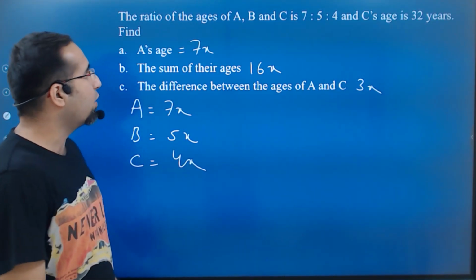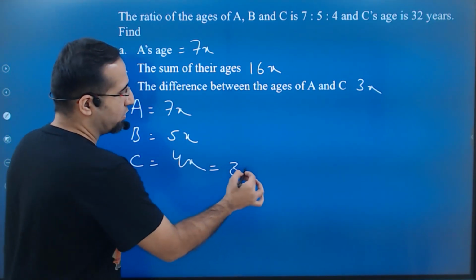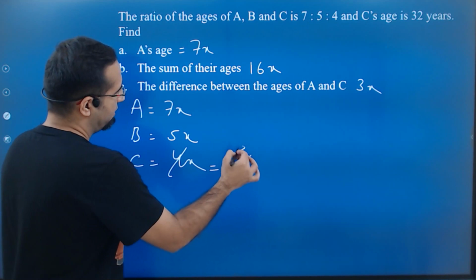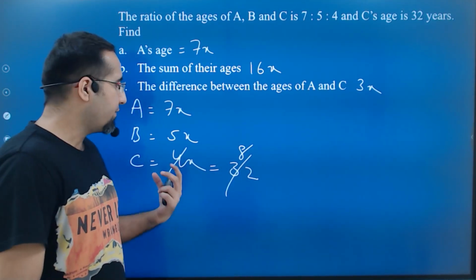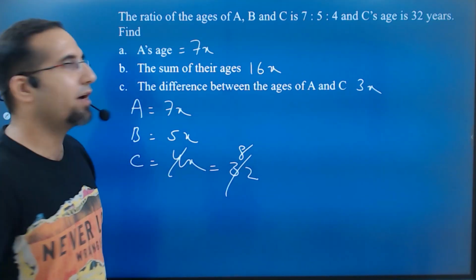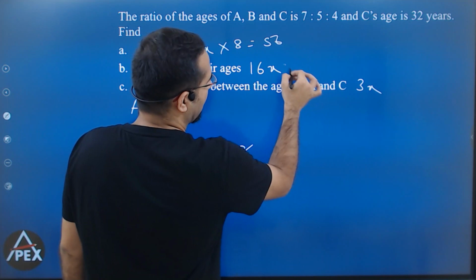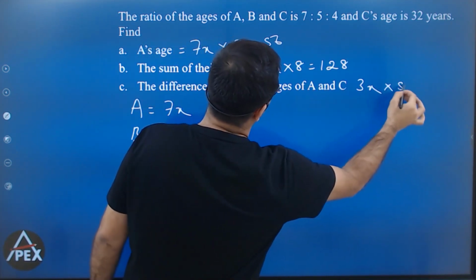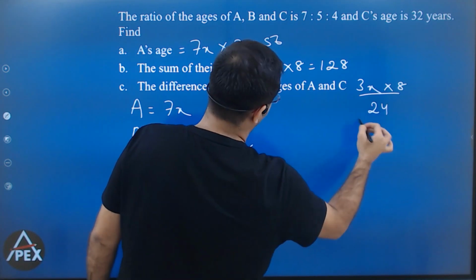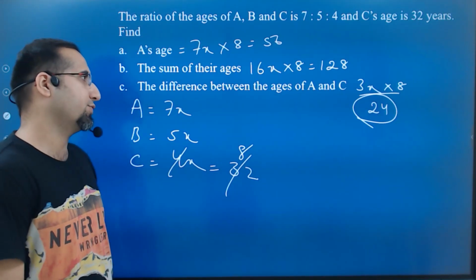Clear? So now, if I have C's age as 32, which means if 4x is equal to 32, what do I get? I get the value of x is equal to 8. Clear? If x is equal to 8, I can get all the three answers. I get 7 into 8, that is equal to 56. I get 16 into 8, that is equal to 128. And I get 3 into 8, that is equal to 24. So this is also a basic method of solving these questions.